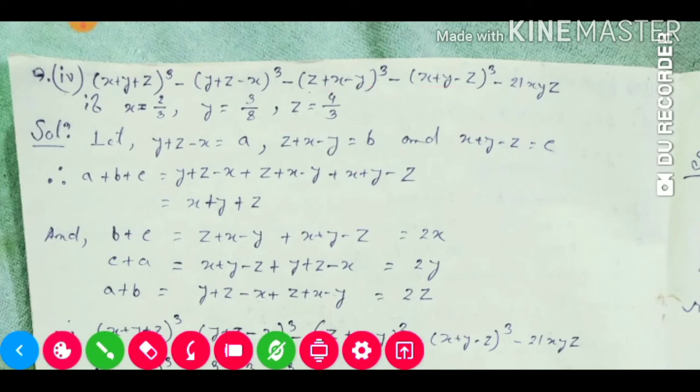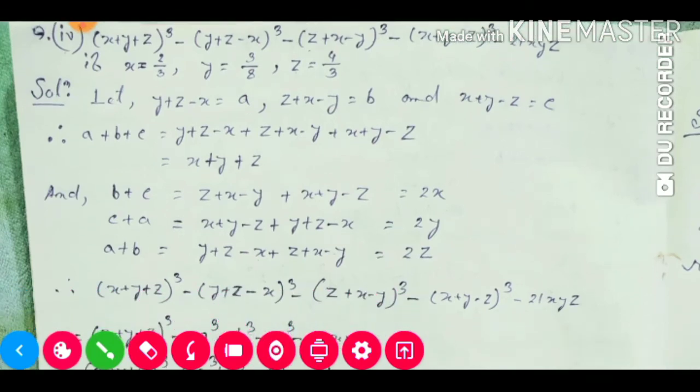Now if we add a plus b plus c, then plus y minus y will be cancelled. Similarly plus z minus z will be cancelled, minus x plus x. So what will remain is x plus y plus z. So a plus b plus c is equal to x plus y plus z. Now b plus c, the b value plus the c value, will be 2x, because z plus z minus will be cancelled, minus y plus y will be cancelled, so only plus x remains, so 2x. Similarly c plus a will be 2y and a plus b will be 2z.